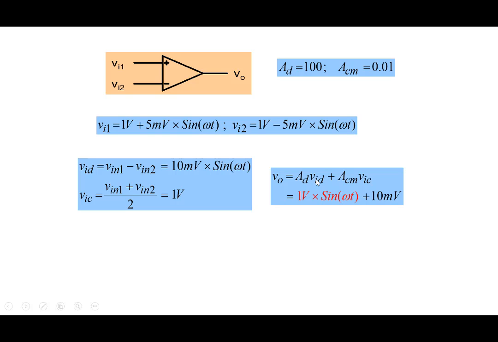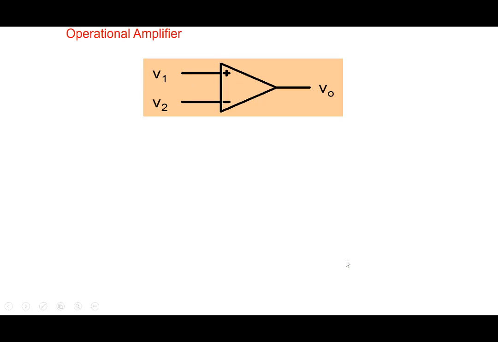Output will be AD times VID plus ACM times VIC. So this amplifier rejects the common mode signal here. Note that common mode gain is 0.01 multiplied by 1 volt, so this gives 10 millivolts. Differential mode gain is 100 multiplied by 10 millivolts, which gives us 1 volt. So what has happened is that the differential signal, the sinusoidal signal, has gotten amplified, and the common mode signal has gotten rejected. Common mode signal was 1 volt, it has become 10 millivolts here. So that's the idea behind a difference amplifier: whatever is common is rejected and whatever is different is amplified.